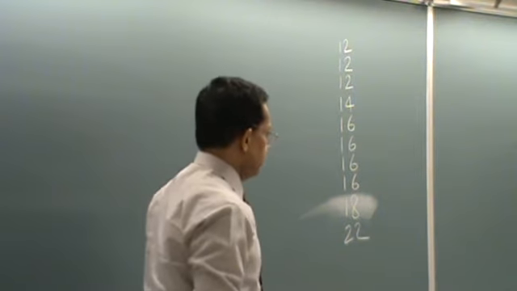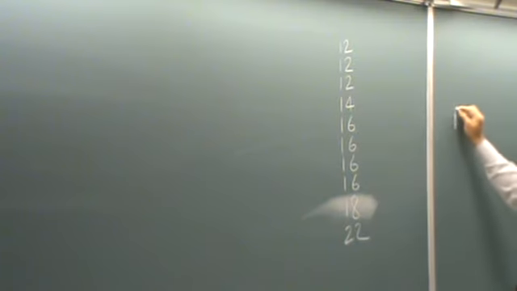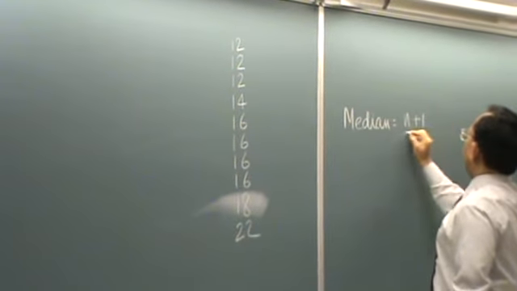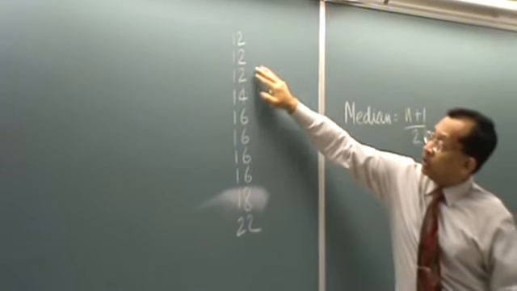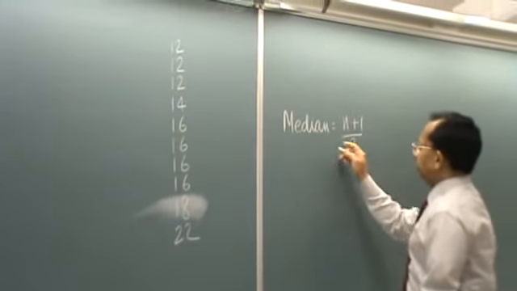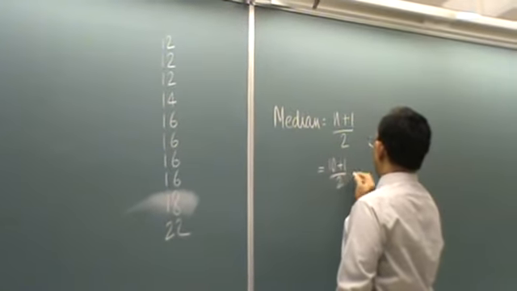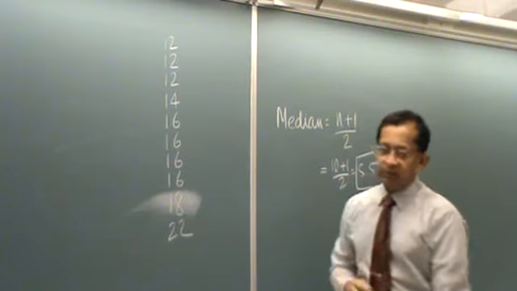Okay, now what do we have to do? The formula for median, when you have this kind of situation, is n plus 1 divided by 2. What is n? N meaning how many of these numbers you have been given? We have 10. So the median for this situation will be n plus 1 divided by 2, that is 5.5. What does this 5.5 mean?